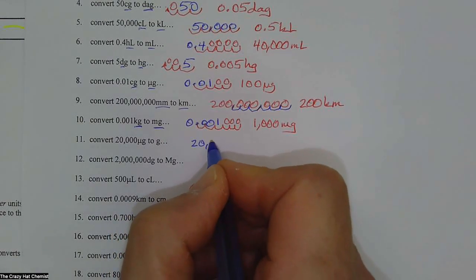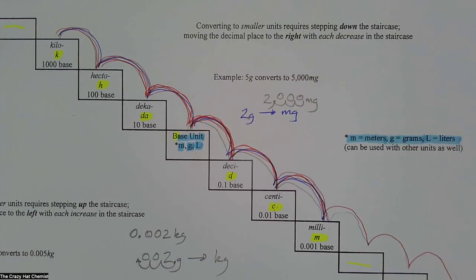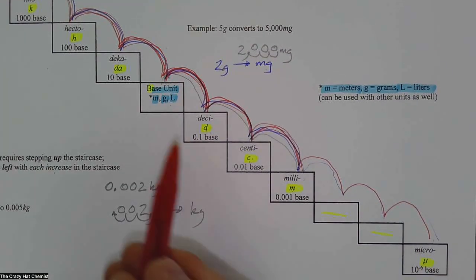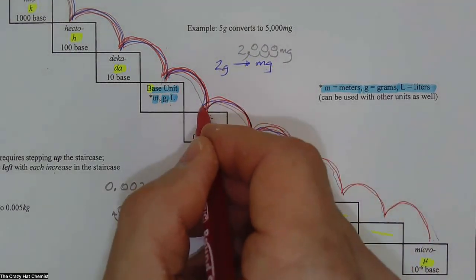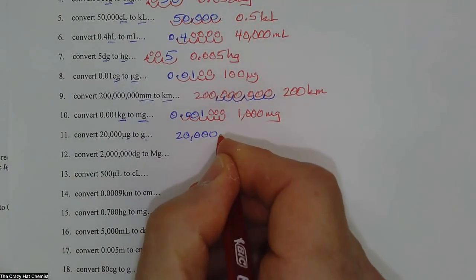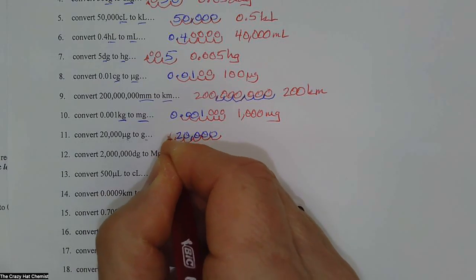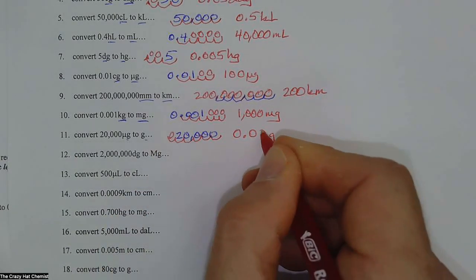So we got 20,000 micrograms to grams. So micrograms is down here at the bottom again. So micrograms to grams. So micro, 1, 2, 3, 4, 5, 6 to the right. There's our decimal. We're going to put another 0 there in the front. And there we go.